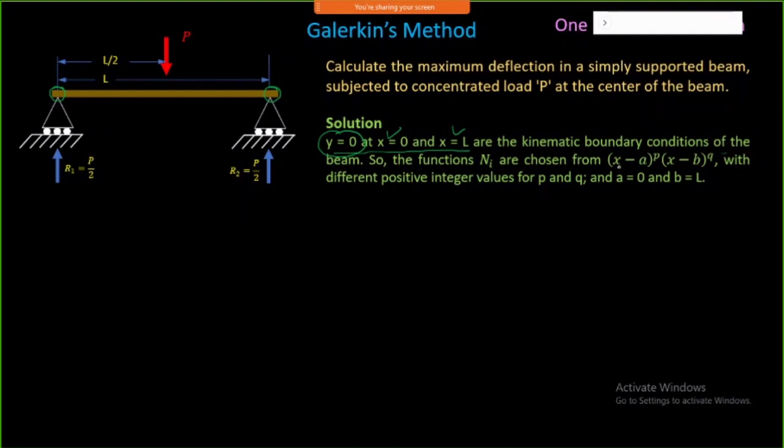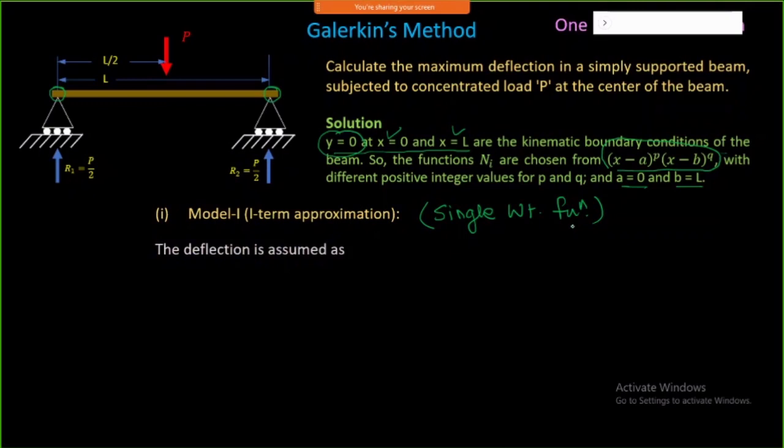So we start with some generalized function like this: x minus a raised to p, x minus b raised to q, where a, p and q are positive constants, a is 0 and b is L. Then I will start with a first term, only one term approximation. I will assume only one single weight function, which is called a one term approximation.